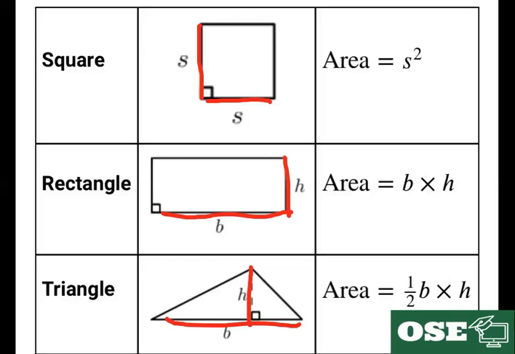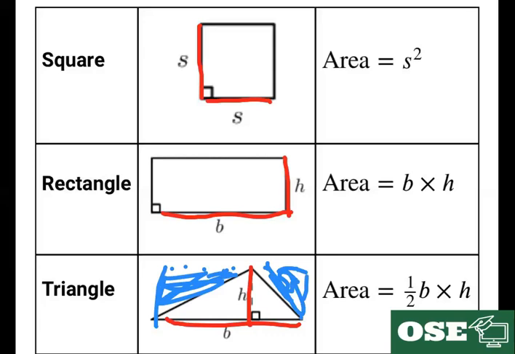You guys do know why it's half the base, right? Because here the base is not covered. Can you see? So we are accounting for the space that is not covered by the triangle. That's why we have half base times height.